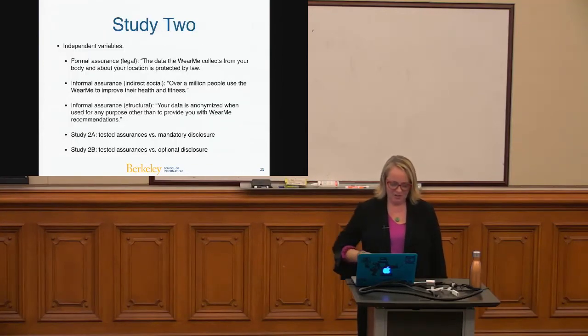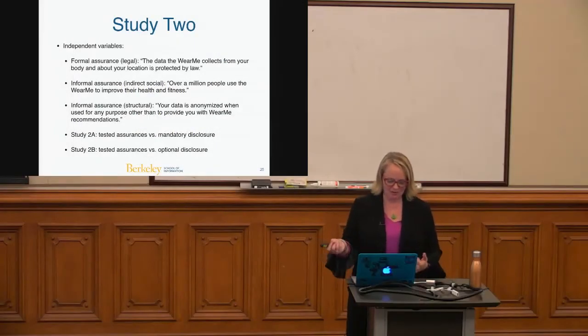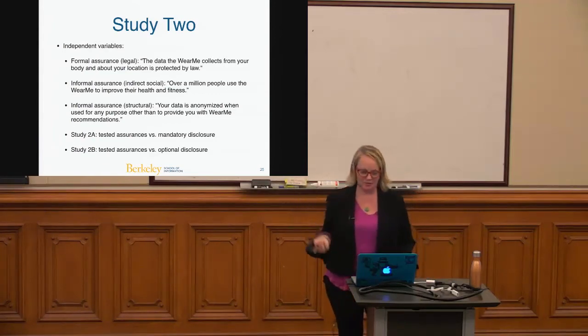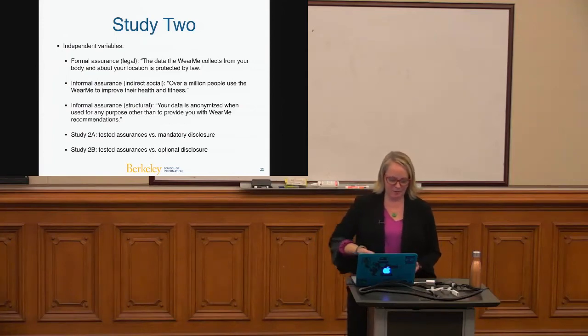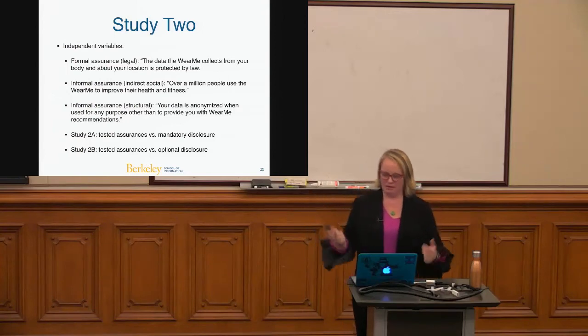Okay, study 2 will be very short because I didn't get very good results, and then we'll be done. In study 2, I looked at the following independent variables. I looked at 3 assurances, basically. A legal assurance, a formal assurance, where I said the data collected about you is protected by law. An informal assurance, which I called an indirect social one, which was over 1 million people use this device. So you can be assured because lots of people are using it. And an informal structural assurance based on anonymity, that your data is anonymized, so don't worry, you're one little point in a giant database.